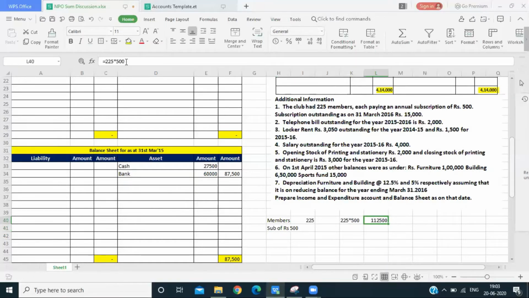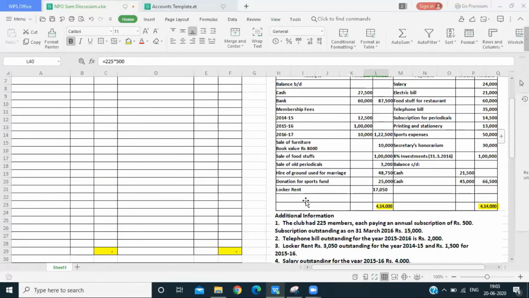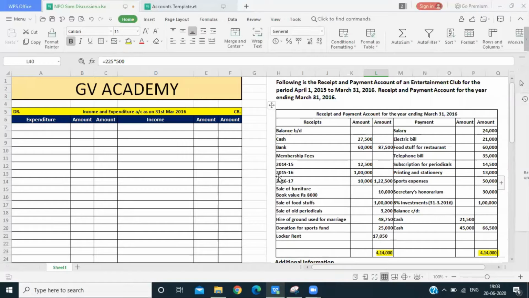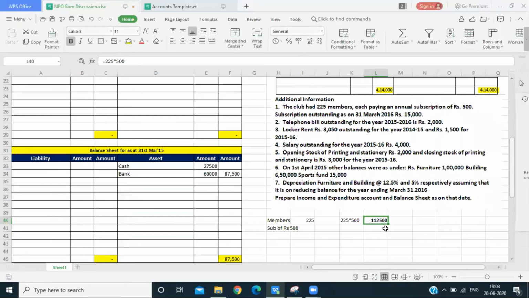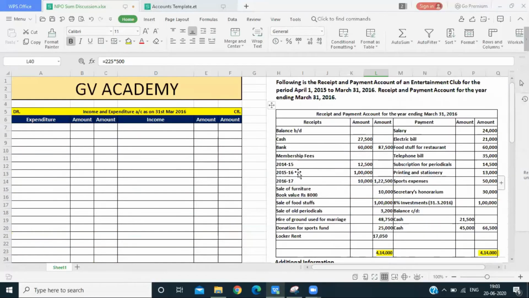So the total will be 1,12,500. But when you see the receipts and payment account for the year 2015-16, we have received a subscription of rupees 1 lakh. So the total subscription to be received in the year is 1,12,500, but out of which we have received rupees 1 lakh. So the total outstanding subscription for the current year, that is as on 31st March 2016, is rupees 12,500, which is an income.